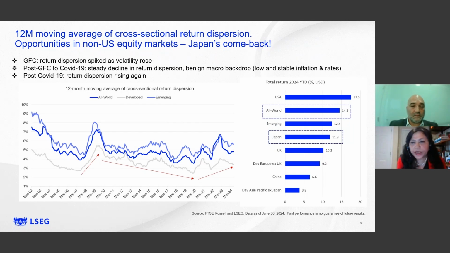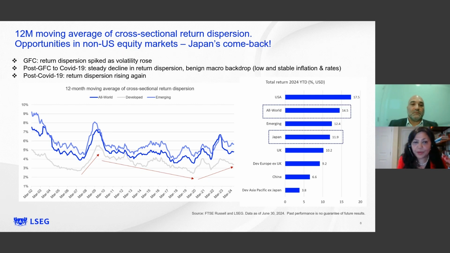Another thing that I want to touch upon, and this is more from the angle of dispersion and more from the equities perspective. So here we are looking at the cross-sectional return dispersion within broad equity markets, whether it's the all world, the developed indices, or the emerging market indices. So, how much is the dispersion within each of these broad categories, which essentially shows how different markets within that broad index are behaving? And you see some clear trends.